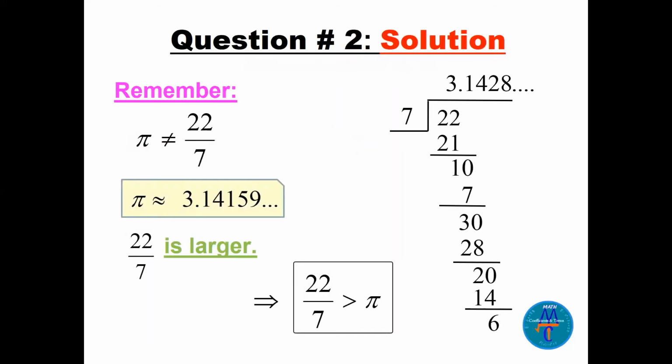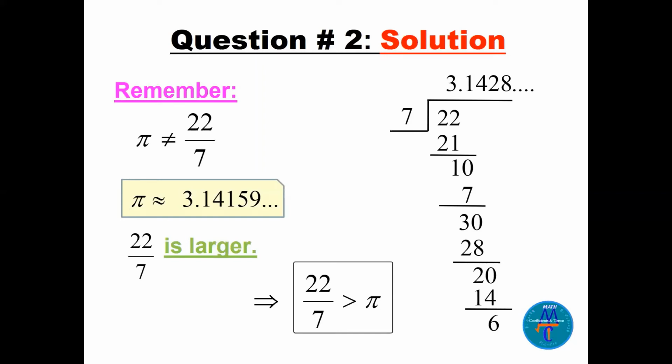Let's see. So this is the solution of question number 2. Pi is not equal to 22/7. We know pi is 3.14159, and we know pi is irrational. Remember, one simple reason why these are not equal: pi is irrational, 22/7 is rational. You see, this is from one subset, this is from another subset.